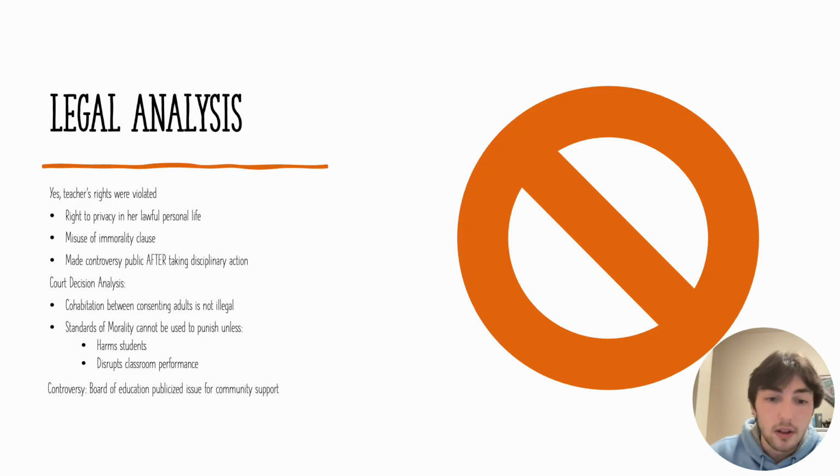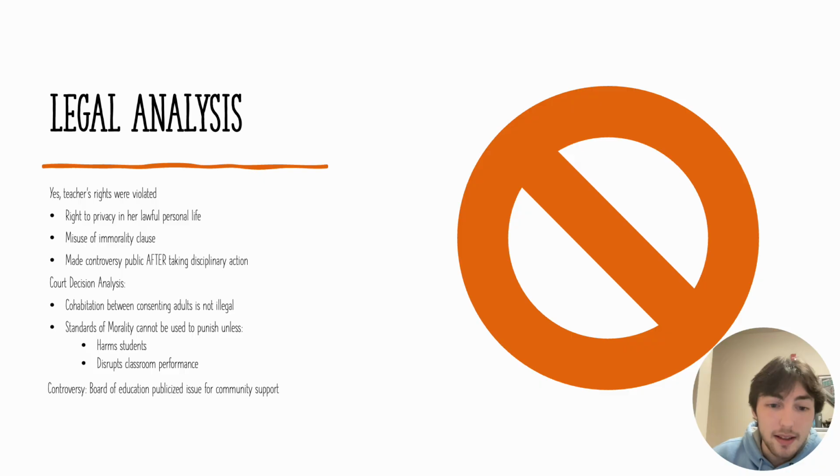So getting into the legal analysis, were this teacher's rights violated, or were they upheld? So yes, this teacher's rights were obviously violated. Again, her right to privacy was violated, as the board made this matter completely public. On top of this, the misuse of the immorality clause. Basically, the school board made this decision based more on moral judgment than a completely objective stance, which is obviously not something you can do.